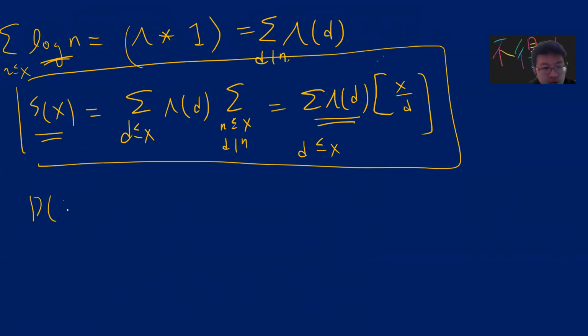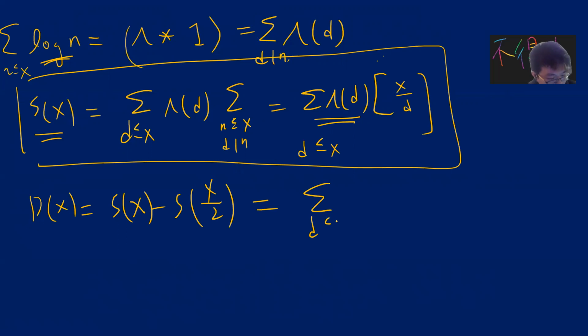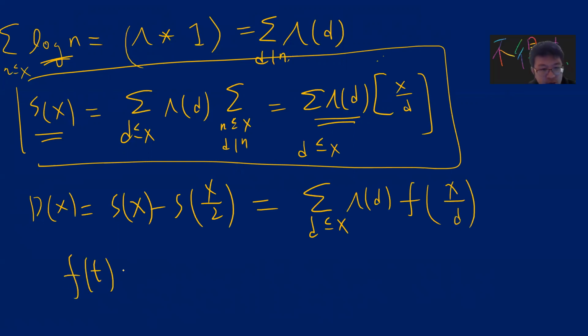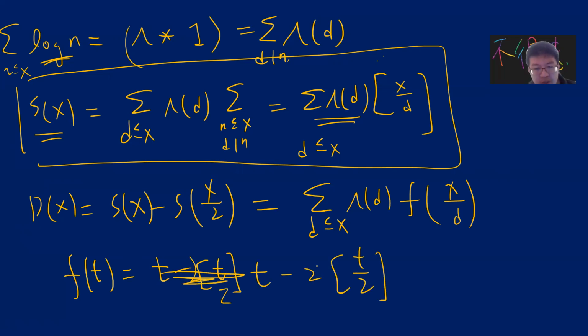And then now our d of x will be x divided by 2, which you can get with some calculation. And you get, let's say, this is f of x divided by d, where f is defined to be f of t equals t minus 2 times the floor of t divided by 2. So this is a floor function. Just plug in everything and you get it.